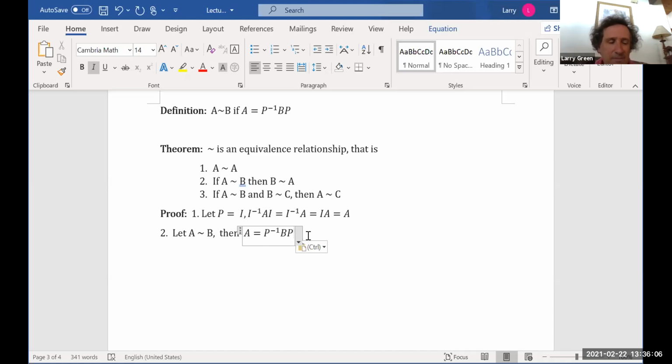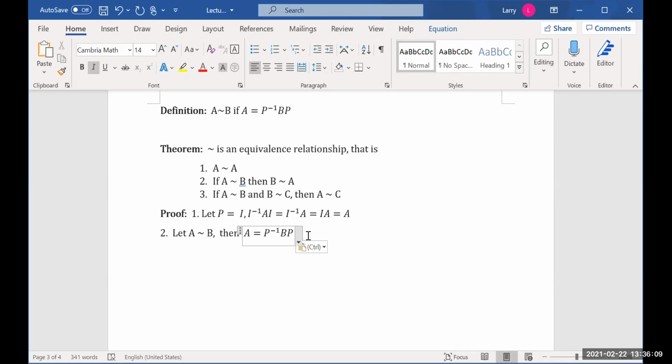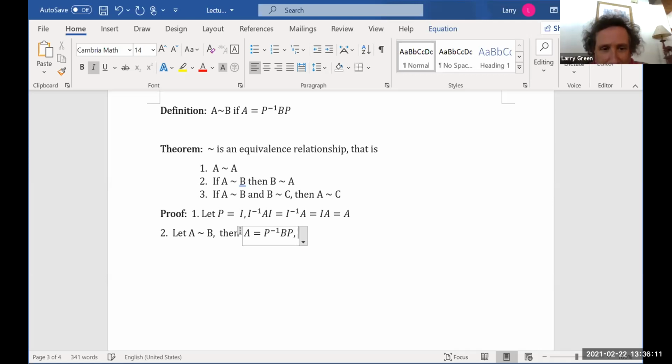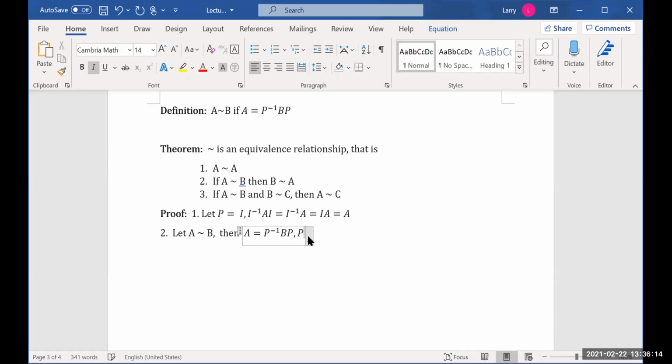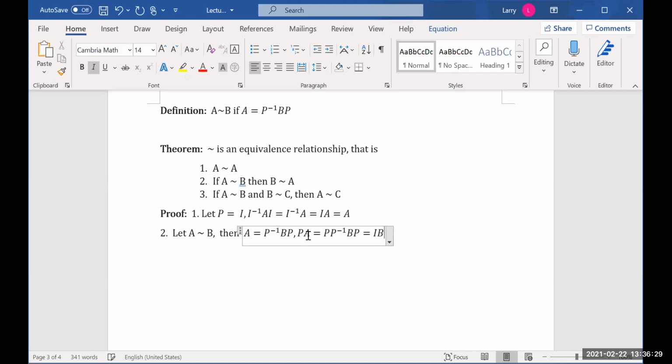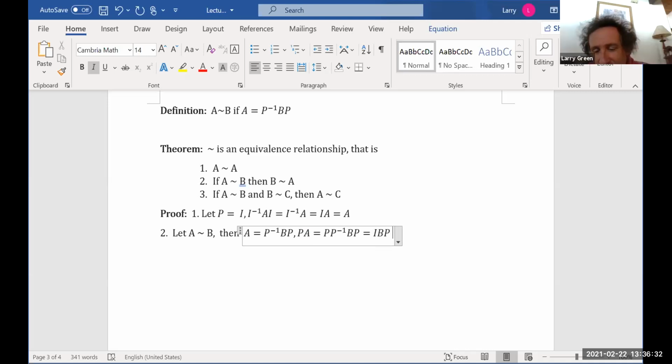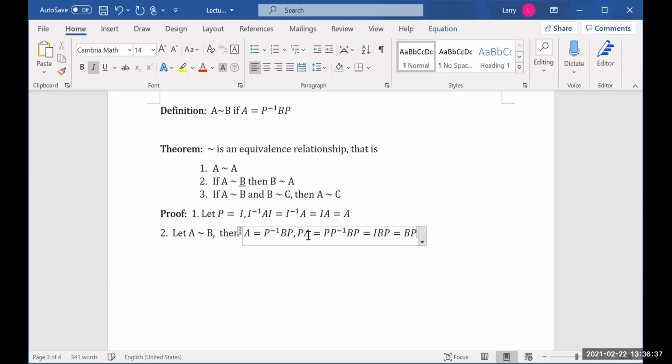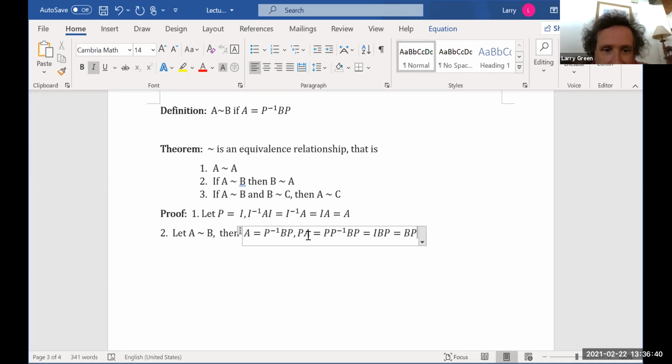What can I do? You can left multiply by P. Good. I can left multiply by P. So I can say PA is equal to P inverse B P, which is equal to, what's P times P inverse? I. IBP. What's IB? B. BP. Okay, so now I know that PA equals BP.